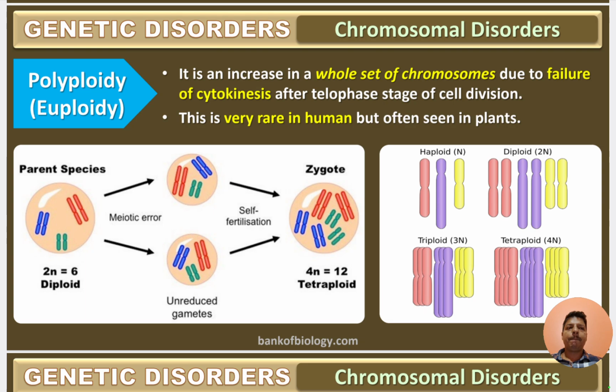Polyploidy or euploidy means an increase in a whole set of chromosomes due to failure of cytokinesis after the telophase stage of cell division. This is very rare in humans but often seen in plants. Here the parents are diploid, a meiotic error occurs, unreduced gametes fertilize, a zygote is formed, and a tetraploid with 4n chromosomes is formed.